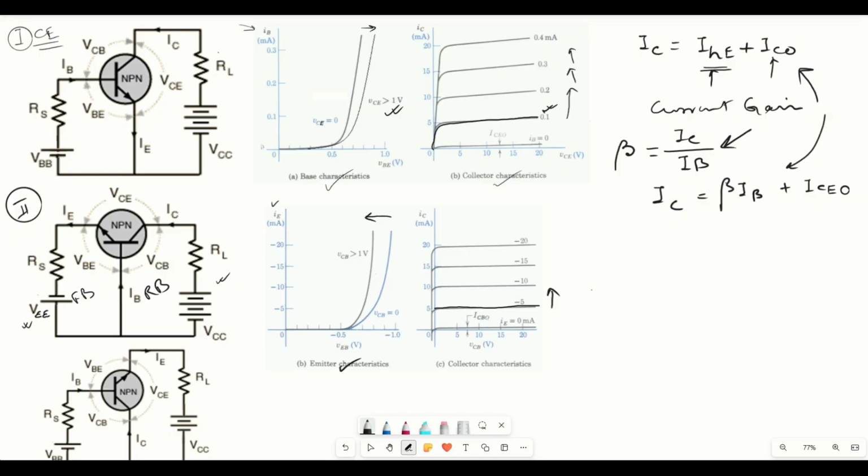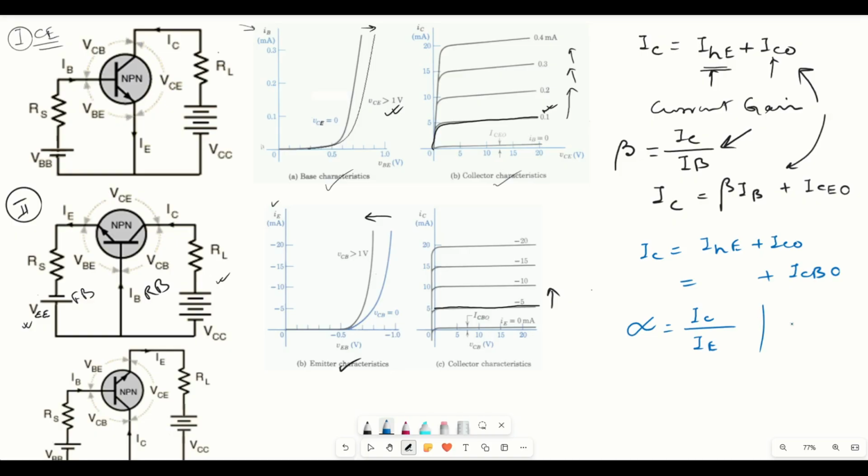Now coming to common base configuration, again we have IC equals alpha IE plus ICO. Here ICO will become ICBO because we're discussing common base, and this is the gain. So let's see what the gain will be. In common base, the gain factor is called alpha. Alpha is the ratio of output by input. Output is IC, input is IE.